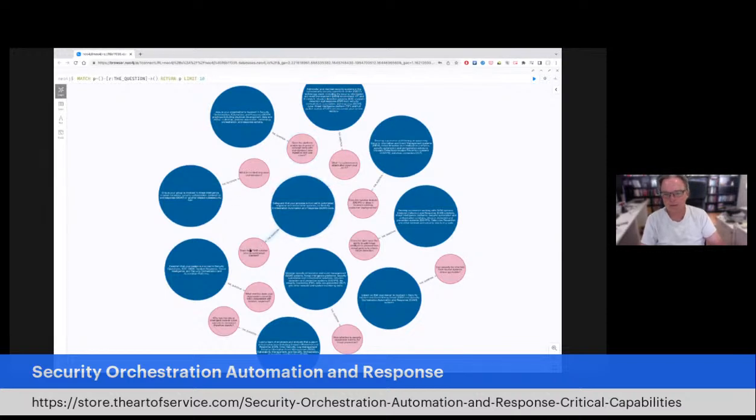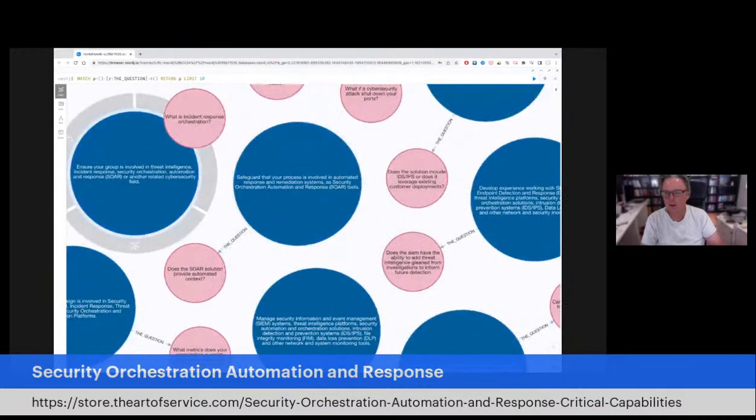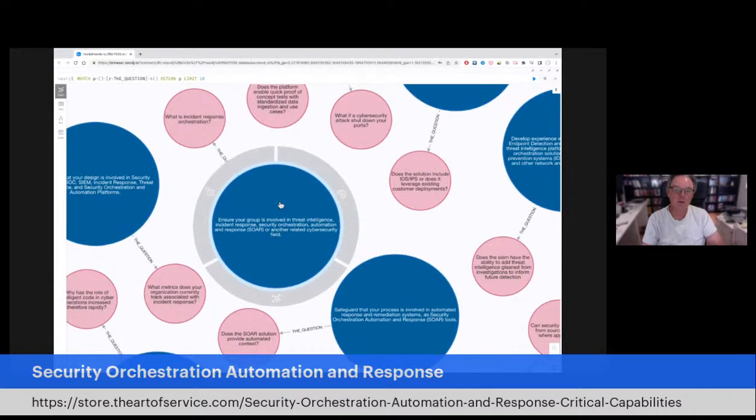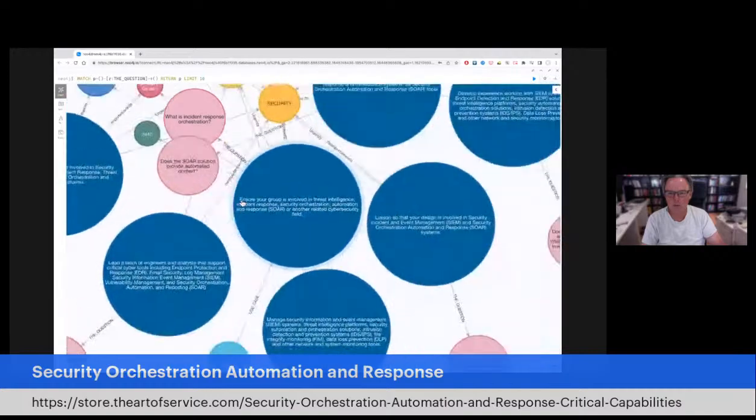So start out by asking the question, what is incident response orchestration? And if the answer isn't quite clear in your organization, you can start out with, hey, why don't we ensure that our group, let's zoom in, why don't we ensure that our group is involved in threat intelligence, incident response, security orchestration, automation and response, SOAR, or another related cybersecurity field. And my team now goes, that's interesting. Okay, well, let me tell you more.